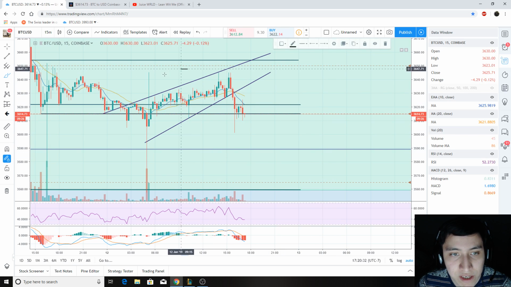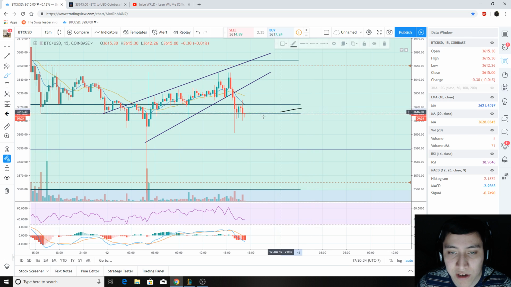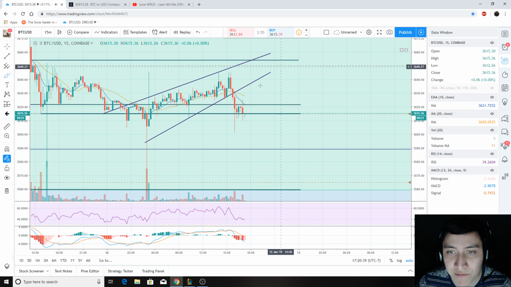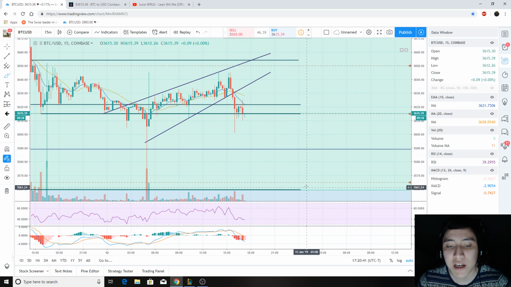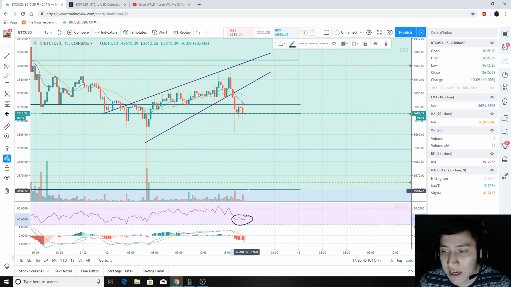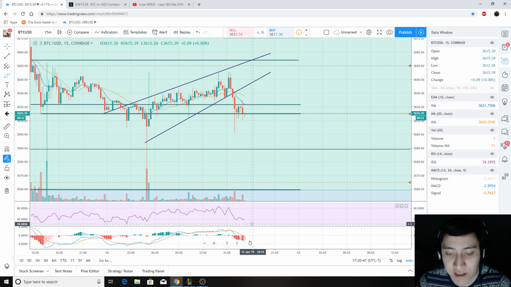Also, we broke from this previous channel right here, and we're starting to go to this channel right here, telling us that we're starting to transition from one channel to another and continue our downward slope. Also, the RSI gives us enough room for us to continue to drop so that we break through that 30%.